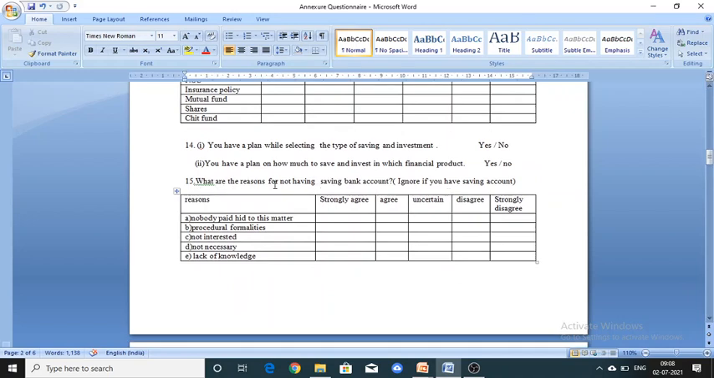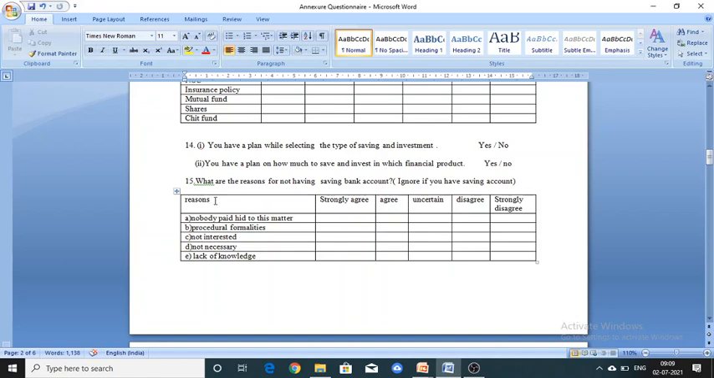What are the reasons for not having a savings bank account? So this question is asked to the women respondents. Ignore if you have a savings account. So this question you may consider as a filter question, because those who have a savings account do not give a response to this question, since it is not applicable to them. Now, to whom this question is applicable, how do they need to give their response?